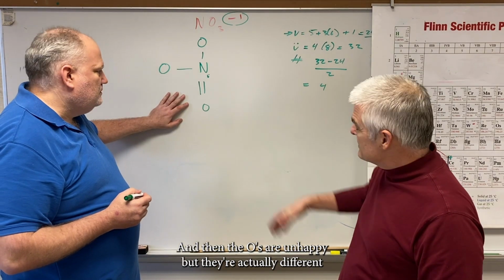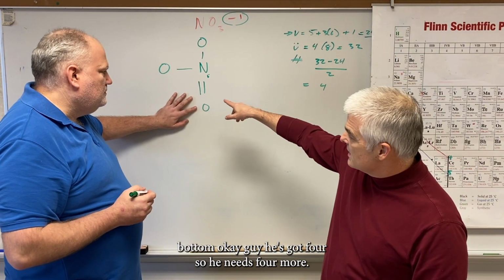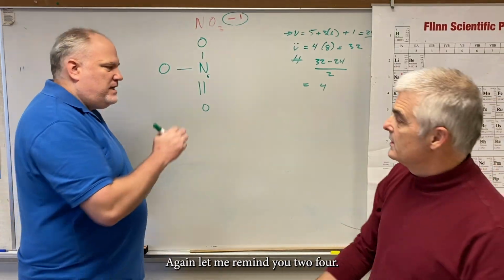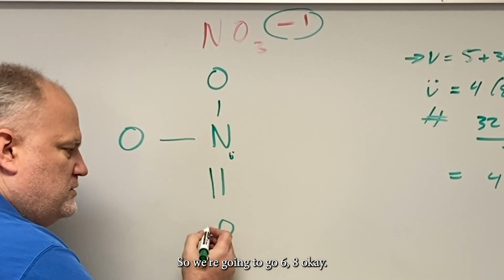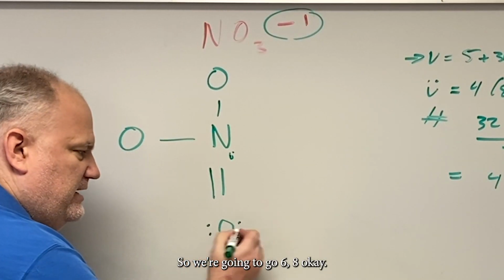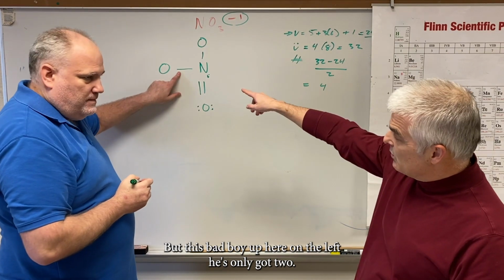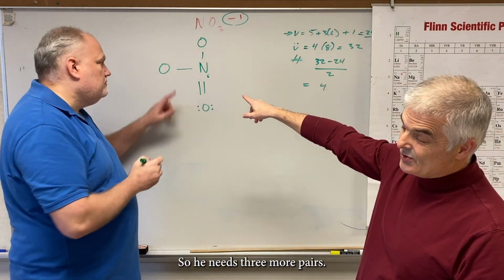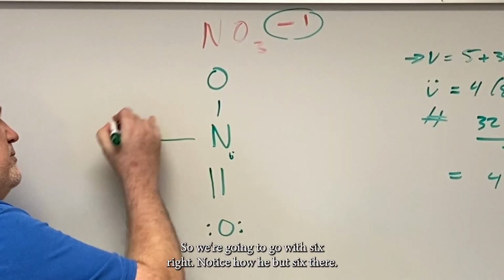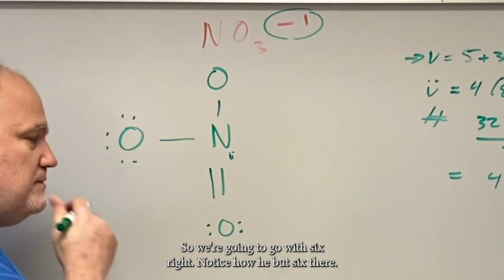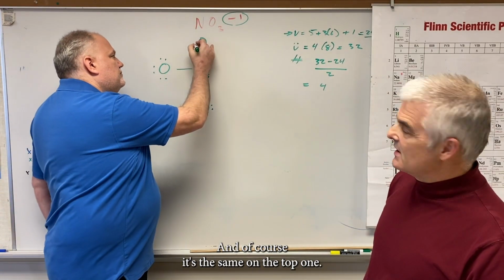All right, and then the O's are unhappy, but they're actually different. Bottom O guy, he's got 4, so he needs 4 more. Again, let me remind you, 2, 4, 6, 8. But this bad boy up here on the left, he's only got 2, so he needs 3 more pairs. So we're going to go with 6 right here. Notice how you put 6 there, and of course it's the same on the top one.